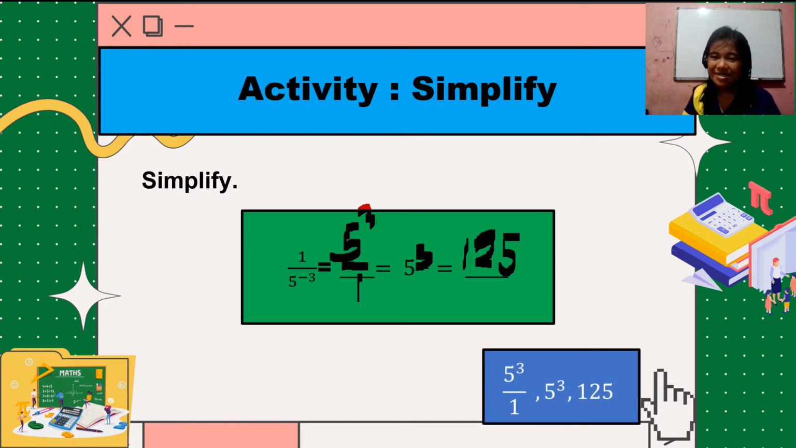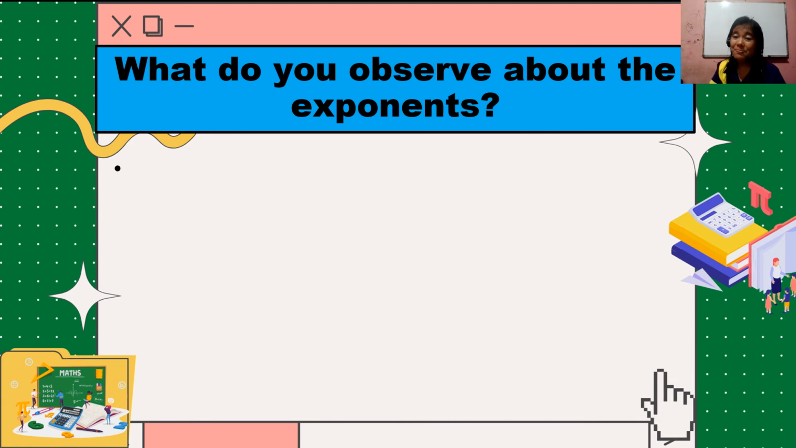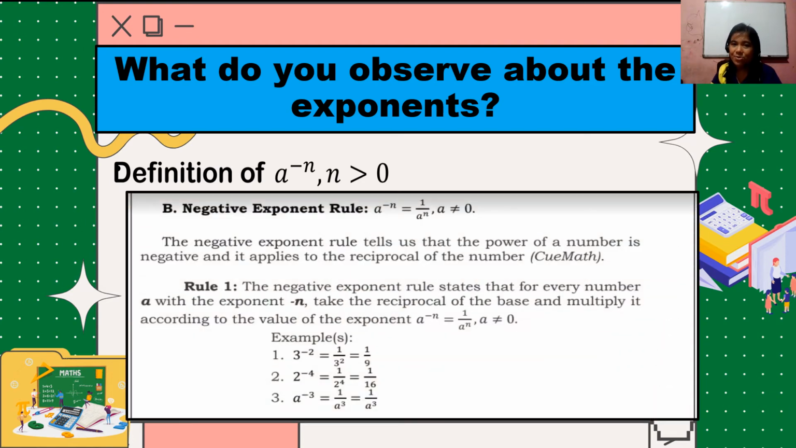Na-observe nyo? Okay. So, bakit nga ba naging ganon? So, meron tayong nakitang negative exponents. So, ito yon. Define na natin si a raised to negative n provided that n is greater than 0. So, 1 up. Okay? The negative exponent rule, ito lang. A raised to negative n is 1 over a to the n. So, ibig sabihin pala, reciprocate natin kapag nag-negative yung exponent.